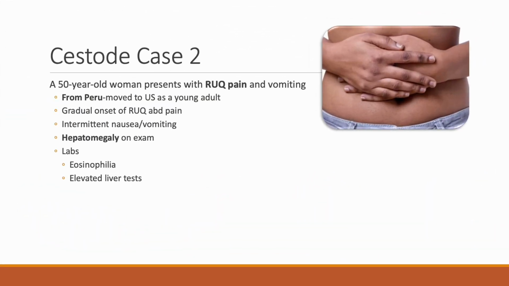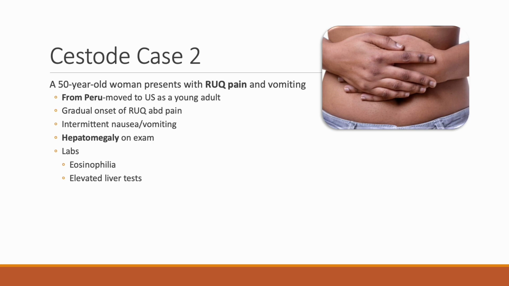In this last case, we have a 50-year-old woman who presents with right upper quadrant abdominal pain and vomiting. She's originally from Peru and moved to the United States many years ago as a young adult. She's now having gradual onset of right upper quadrant abdominal pain. She has some intermittent nausea and vomiting as well.